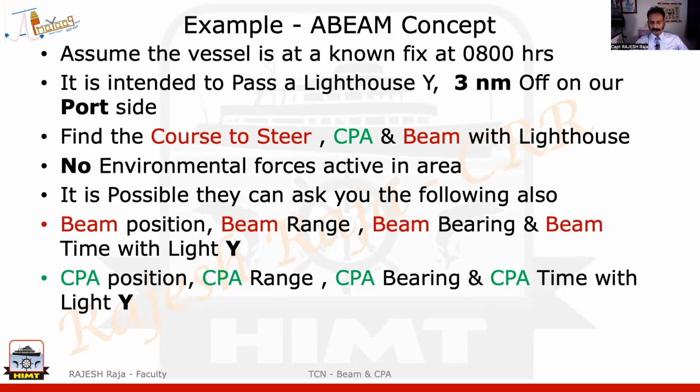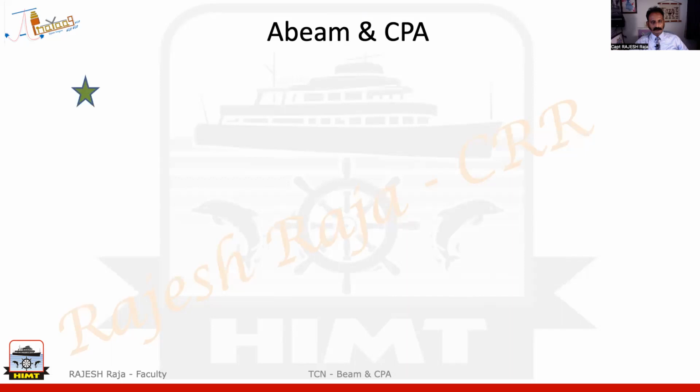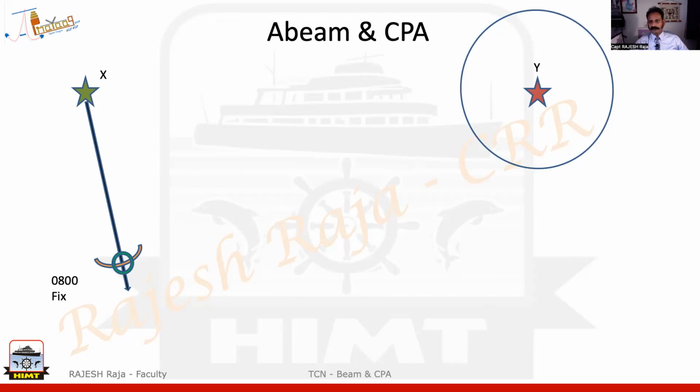Now, the same question, let us try to look at how to solve this. Let us say the initial fix was given with a lighthouse X, some bearing, some distance, and normal fix. So this is my 8 o'clock fix. And I have a lighthouse Yankee, which is somewhere here. Intention is to go clear of this Yankee 3 nautical miles and keep the Yankee on my port side. So whenever he says that pass some miles off, your first job should be that you should never go closer than 3 nautical miles. So I'm going to draw a circle of 3 nautical miles with that Yankee. My job is never to enter that circle.